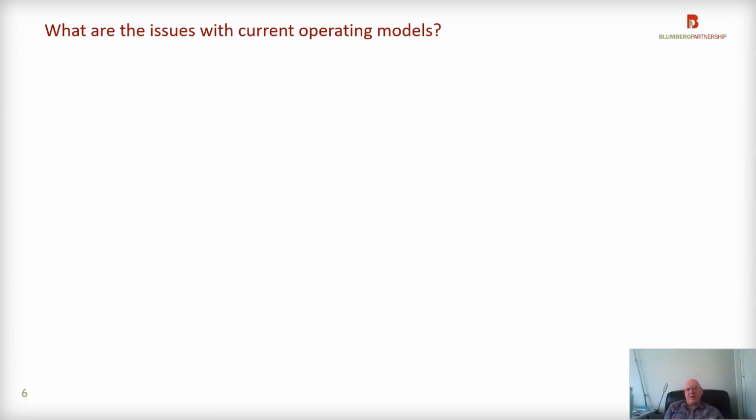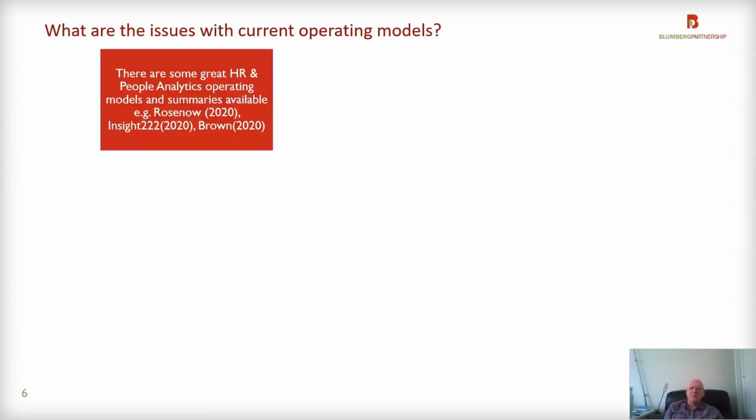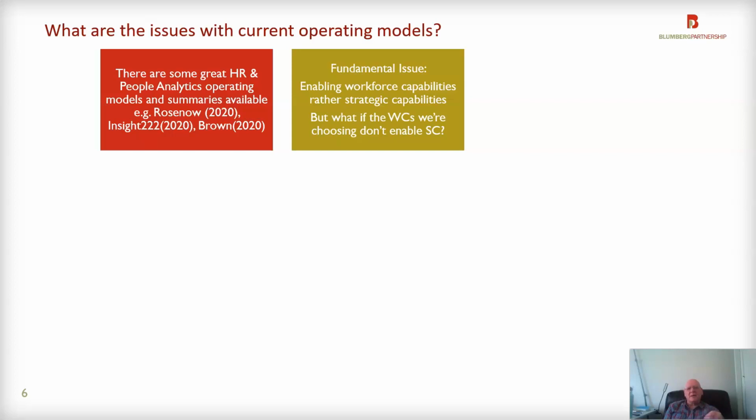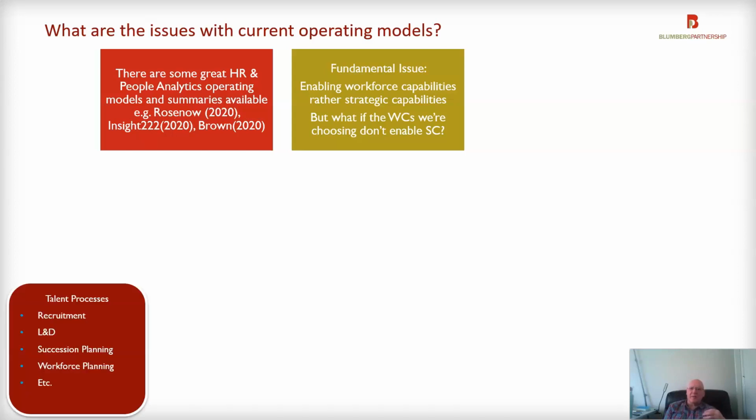Now, what are some of the issues then with current operating models? Well, there are definitely some wonderful HR and people analytics operating models today. And if you want to learn more about those, I can thoroughly recommend Richard Rosnau's 2020 proposals, Insight 222, and Jason Brown. But there are issues with these models. And the fundamental issue is that these models tend to enable workforce capabilities without considering whether they also enable strategic capabilities. So let's have a look at what I mean by that.